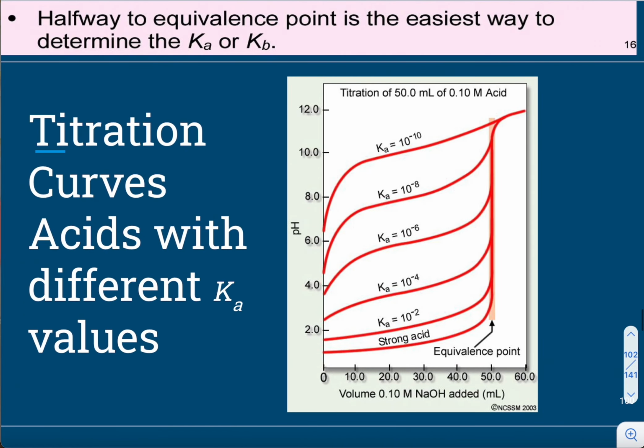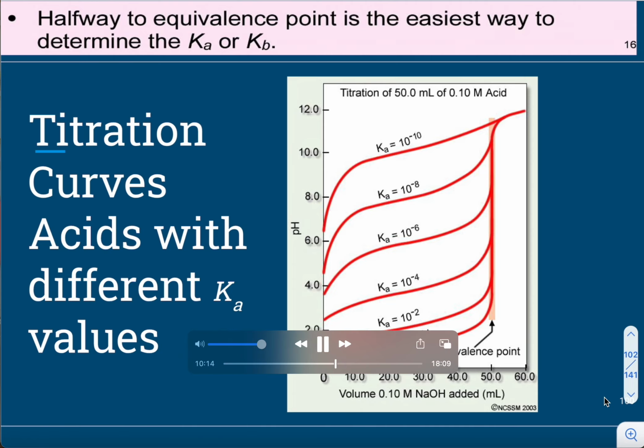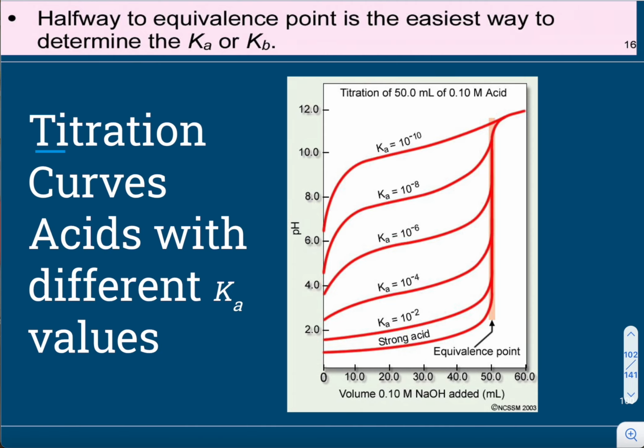And then here are some different Ka values. This vertical part is always the equivalence point, but you can see how the parts before them can vary. Strong acid, we don't really give Kas for strong acid, but they're pretty much just 1. So that's going to be the biggest one.